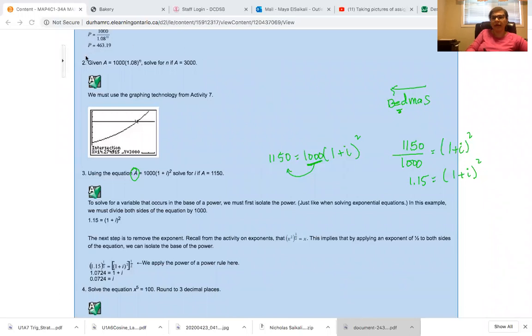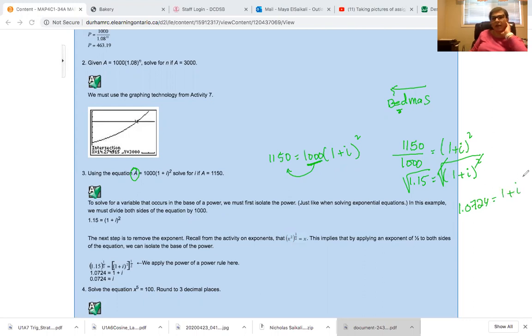So what I have to do here is take the square root of both sides, and the square root gets rid of the square. So you'll end up with the square root of 1.15 equals 1 plus i. The square root of 1.15 is 1.0724, and that's equal to 1 plus i.